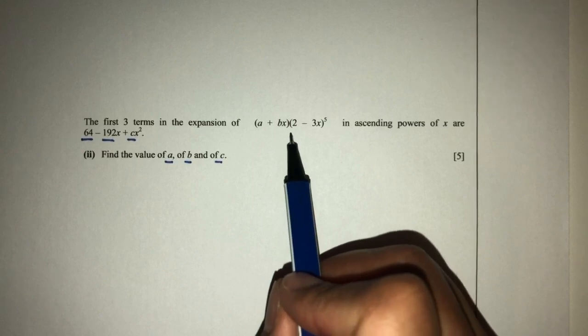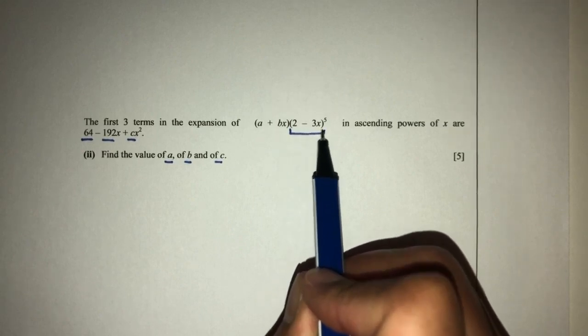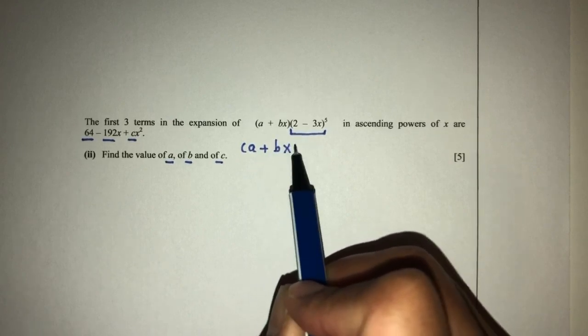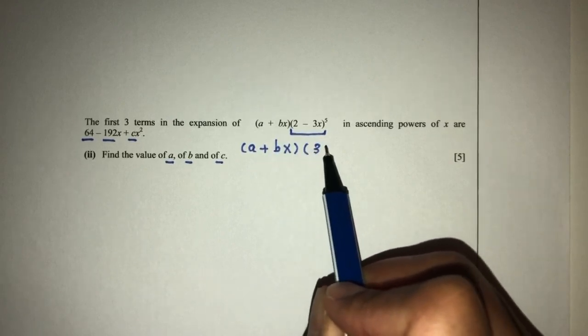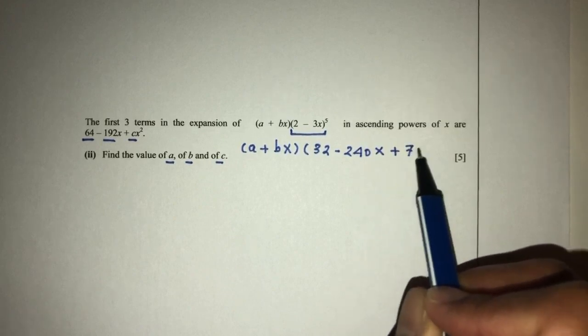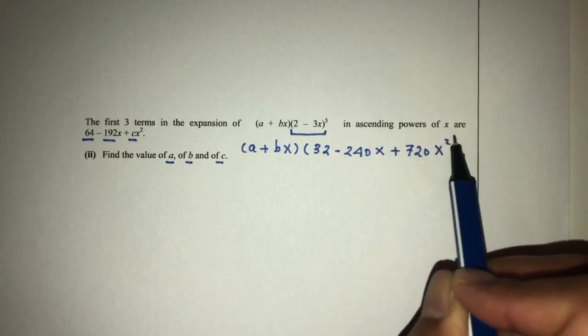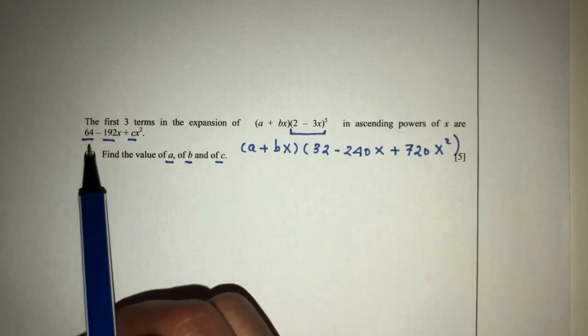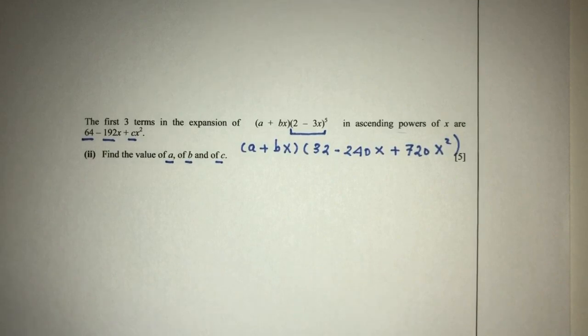So pretty easy. If you observe, what is this? This is from part A. So basically, we have this multiplied by the first 3 terms we have just found from part A. Right. Okay. Now basically, we're just expanding this one right now to find the values of a, b, and c. So one by one.